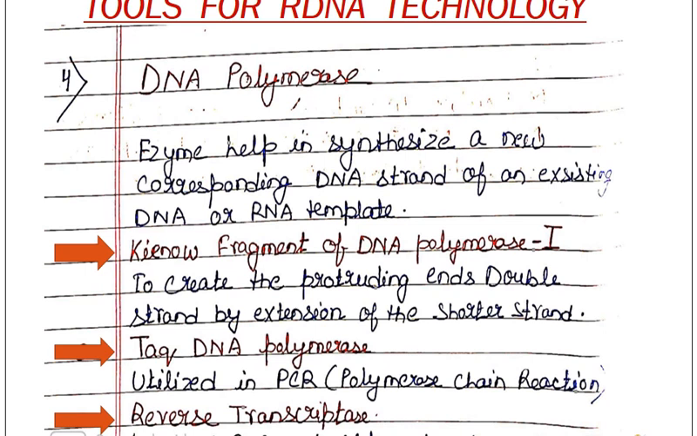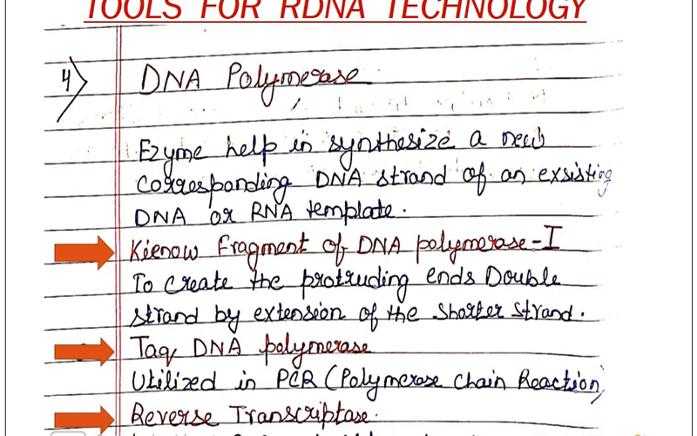Now, DNA polymerases are of different types. The first is the Klenow fragment of DNA polymerase I. It helps to create blunt ends of a double strand by extension of a small strand. How does it do this? We take a small strand, and it helps in extending the small fragment into a double strand.